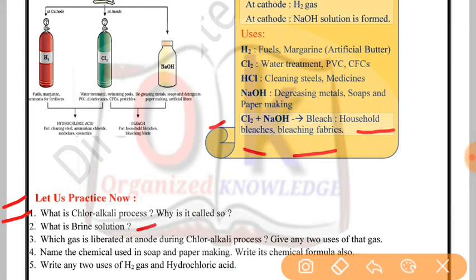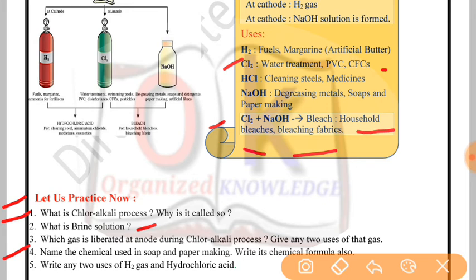What is brine solution? Aqueous solution of sodium chloride is known as brine solution. Which gas is liberated at the anode during the chlor-alkali process? At the anode, chlorine gas is liberated. Give any two uses of that gas. You can write: water treatment, PVC and CFC formation, in these processes we use chlorine.